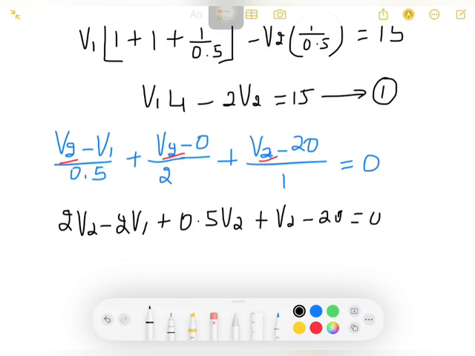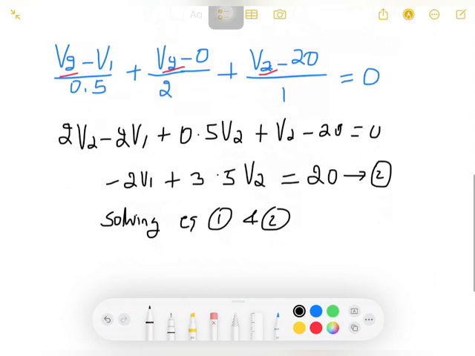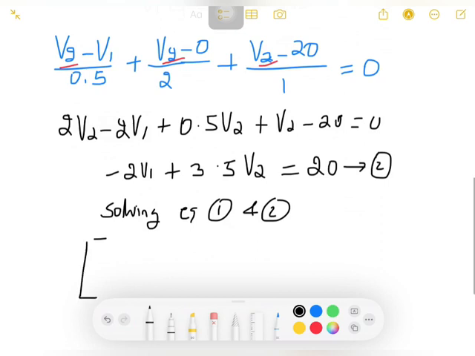Simplifying, I have only one V1 term, minus 2 V1, and for the V2 term I have 2 plus 0.5 plus 1, so 3.5 V2. Taking 20 to the RHS, it will be equal to 20. This is equation number 2. We are solving these two equations for the two unknowns. By solving equations 1 and 2 directly using the calculator, you can substitute the values in this way. It will ask in the form of a matrix.